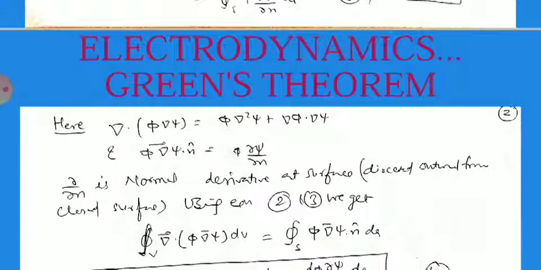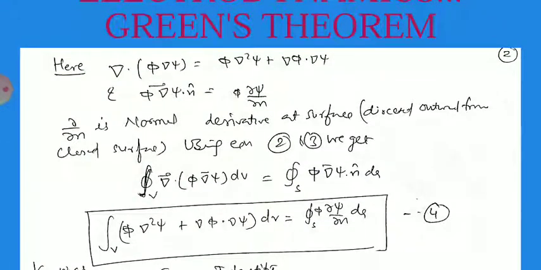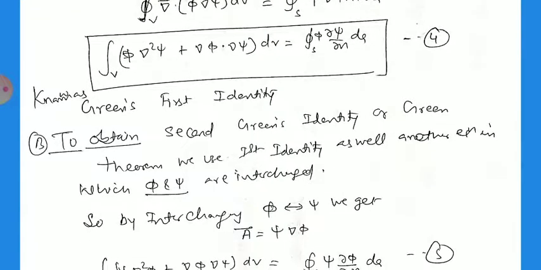Equation 2 and 3 can be combined and we obtain the del dot of the phi del psi dV equal to the closed surface integral of the phi del psi dot n cap dA, and this gives the important first identity, that is the phi del square psi plus the del psi dot del phi dV equal to the closed loop integration for the surface, that is the phi del psi by del n dA. This is known as the Green's first identity.